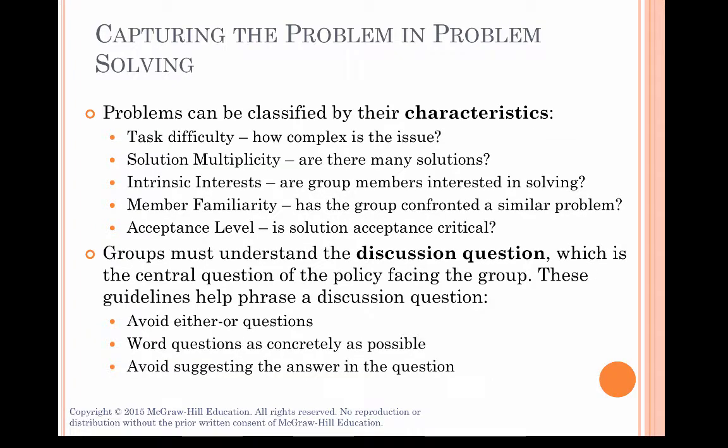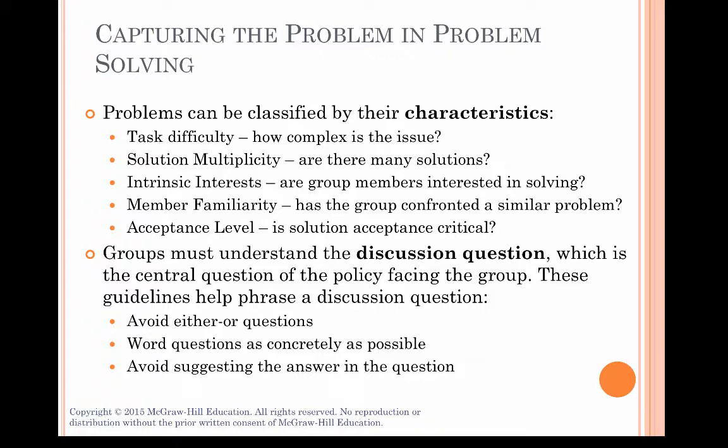Your group is also going to have to ask some questions about the particular nature of your problem, because certainly not all problems are alike. You do this so you can understand the problem more completely, and you can begin to shape your overall problem-solving procedures to fit the details of your problem. Problems can be classified by these 5 characteristics.